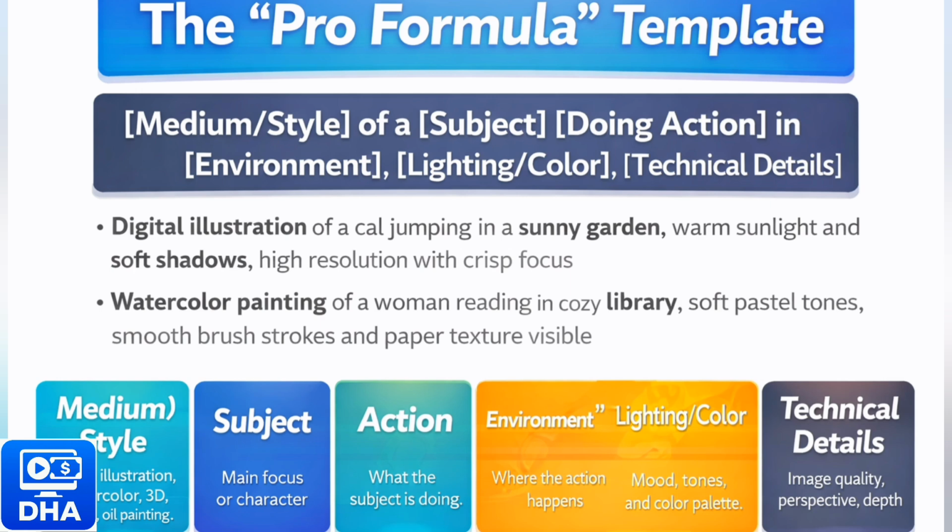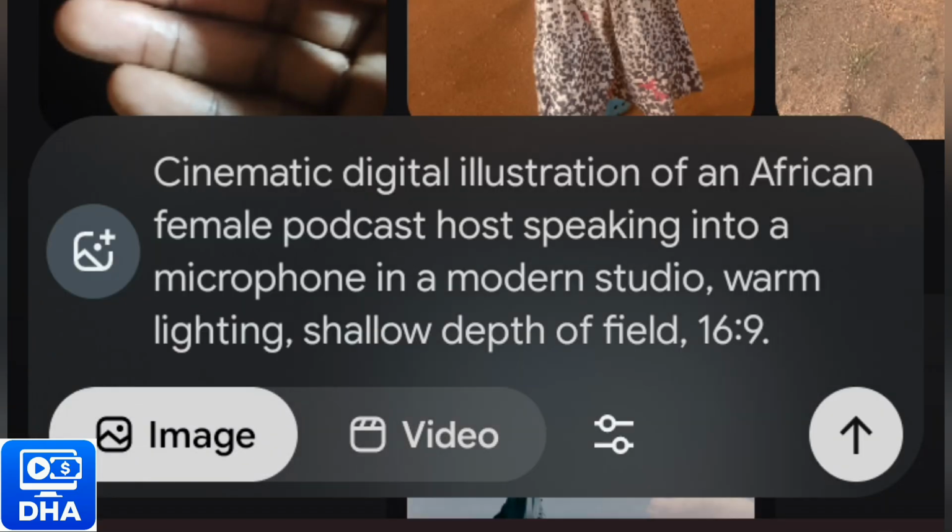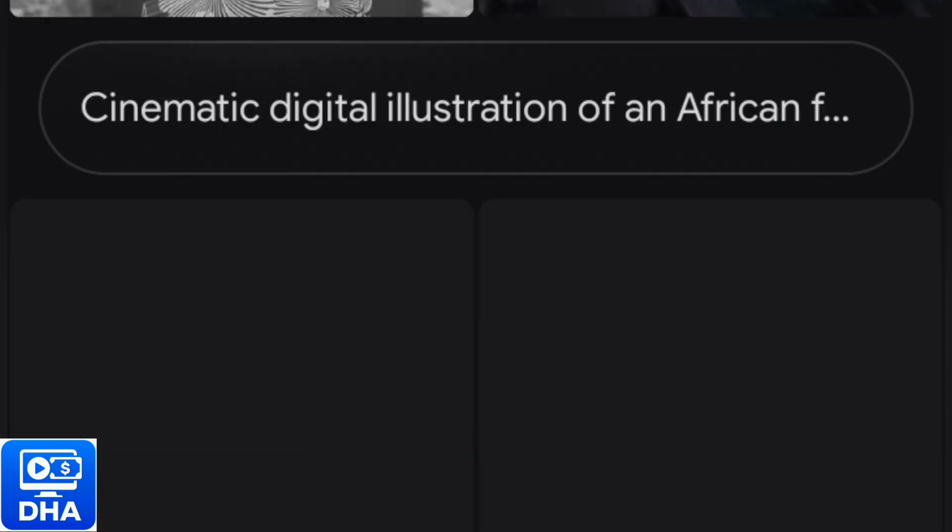Now let's see the outcome of what I just said. And just like that, a simple idea becomes a premium AI image. When your prompt is clear, your results are powerful.